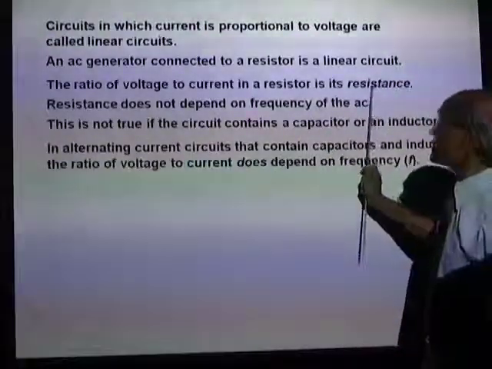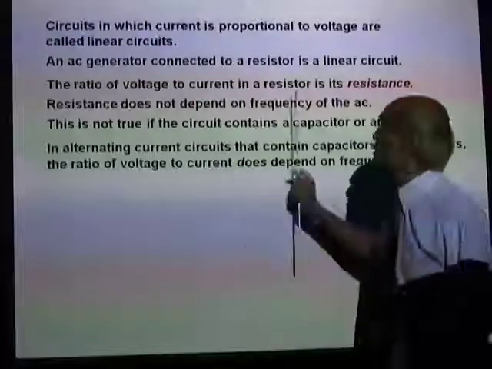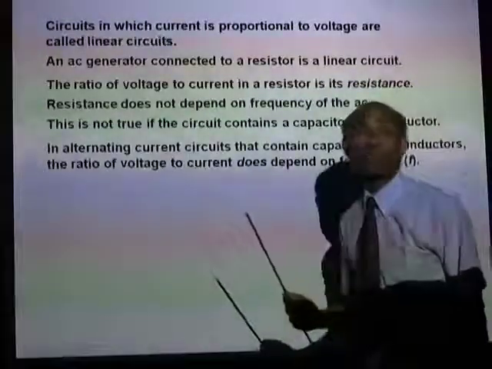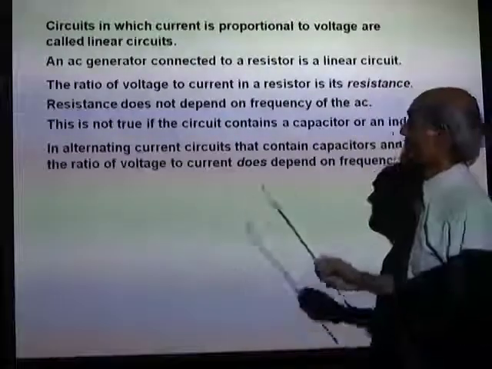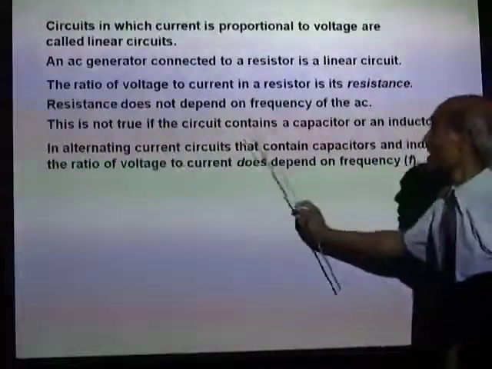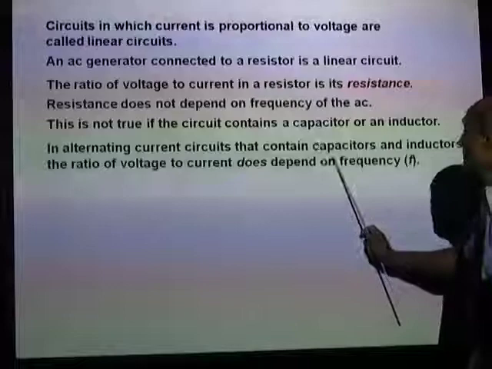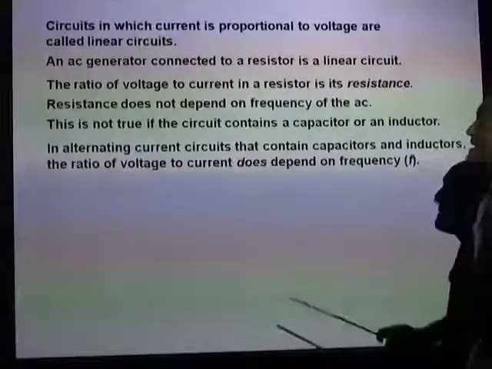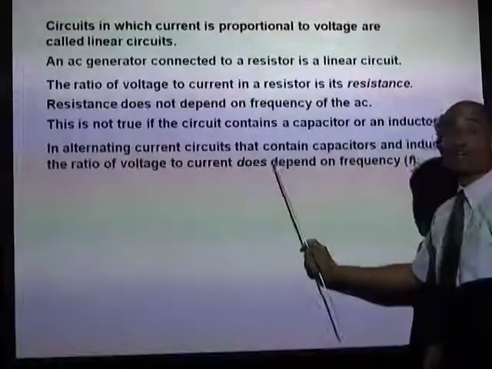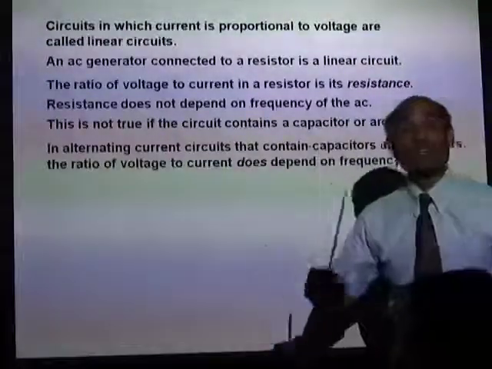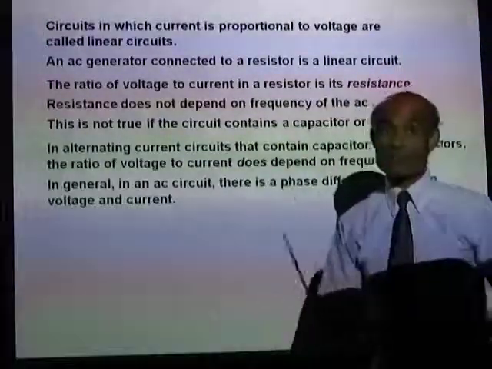For a resistor, the resistance does not depend on the frequency. But when an alternating current passes through a capacitor or an inductor, the ratio of voltage to current depends on the frequency of the AC. That's a big difference there.